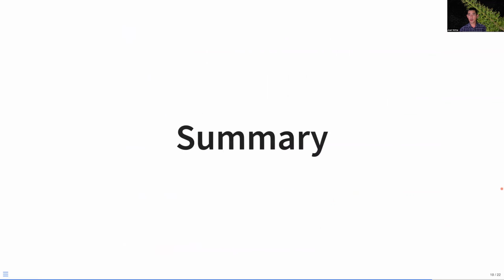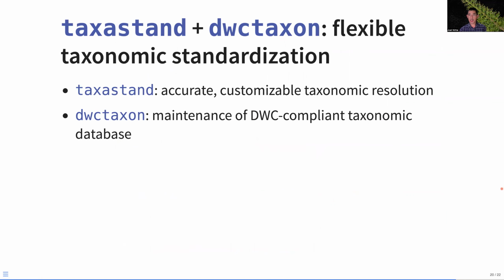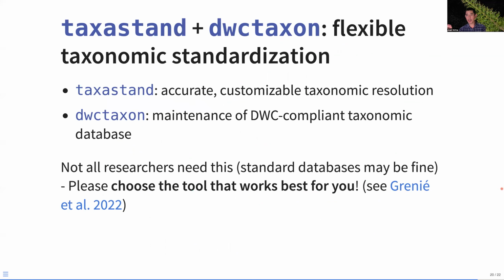So in summary, taxastand and dwctaxon are a set of R packages that enable highly flexible and reliable taxonomic standardization. But I do want to end with a caveat that this level of customization might not be necessary for everybody. So maybe standard databases might work fine for your project. So I would say when it comes to doing taxonomic analyses, that you should choose the tool that will work best for you. And there's this really nice review paper in Methods in Ecology and Evolution this year that summarizes the available tools in R for doing that. So I'd recommend checking that out.